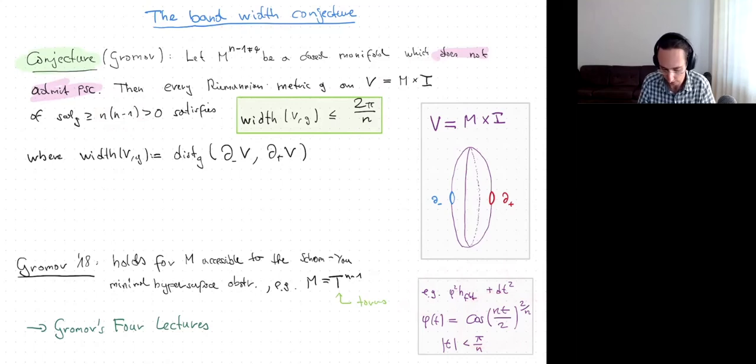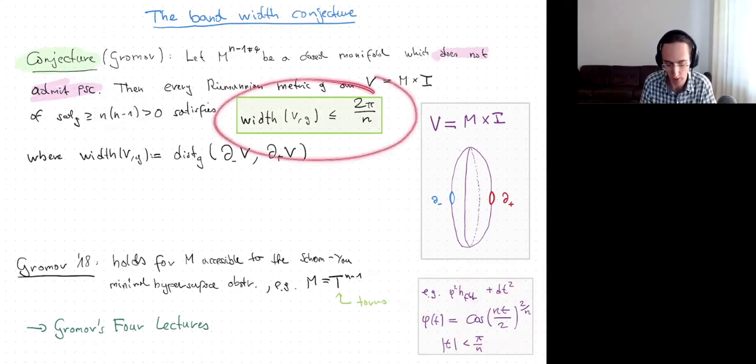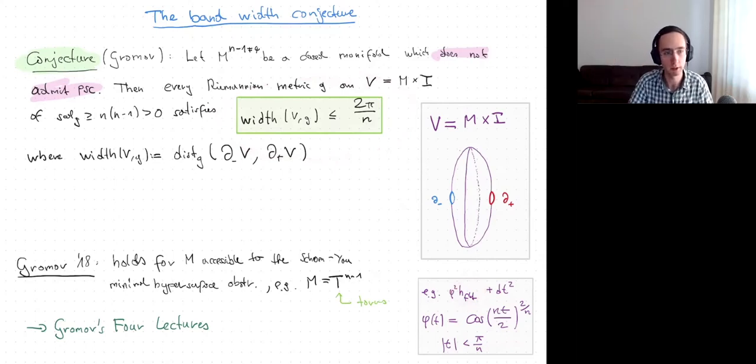And this example shows you that you can actually almost realize this inequality, at least if you start with a scalar flat metric here. And if you don't have that, then you can make it almost flat by rescaling it, and then you can still approximately achieve that. So this bound, that's also something that Gromov realized, is the best one that you can hope for in this setup.